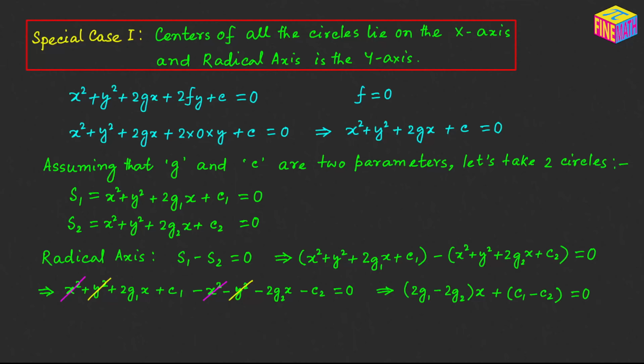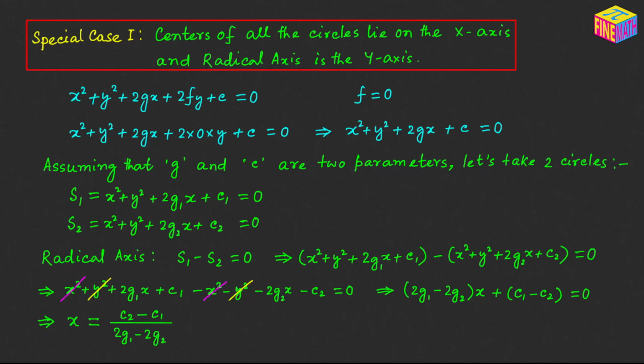So from here, let's see what is the value of x. x can be written like this. So we have arrived at the equation of the radical axis of those two circles, where we know that the radical axis is nothing but the y-axis. That is the assumption that we started with. So in this case, we can say that the x value will be equal to 0 because x equals 0 is the y-axis.